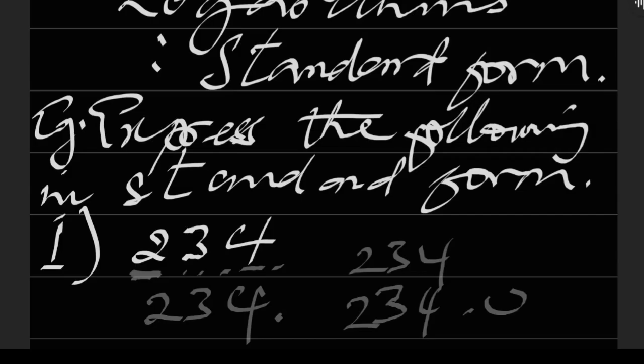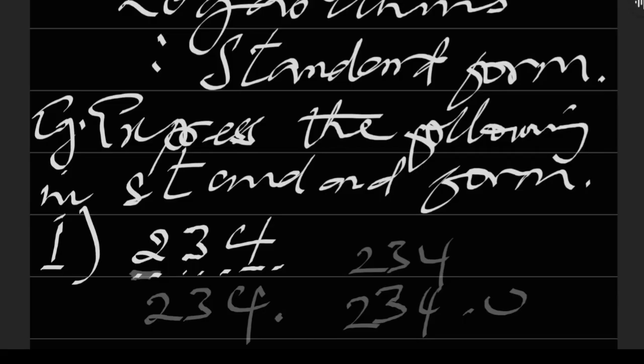In standard form, we have 2 types of numbers. We have large numbers and small numbers. Large numbers are those numbers that are greater than 1. So like this example, 234 is a large number because it's greater than 1. If you are to express a number like this in standard form, what you will do is to move the decimal. Move the decimal till the decimal moves to before the first significant figure.